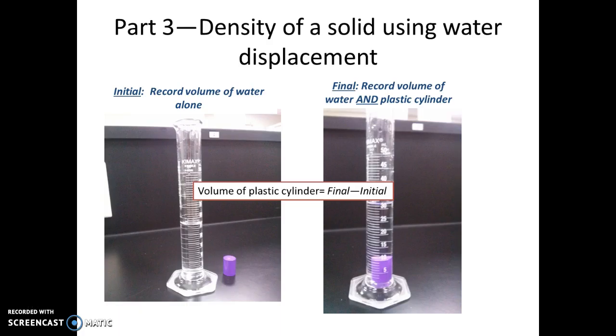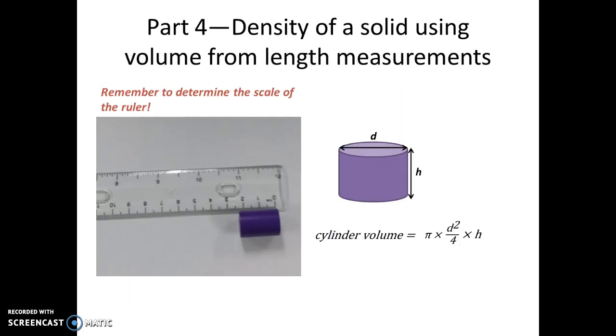So you'll do that for both the plastic cylinder to determine its volume, and you'll also do it for the black rubber stopper to determine its volume in part 3. When you find the mass of the plastic cylinder and the mass of the rubber stopper, you can calculate their densities. In part 4, you're going to use the same plastic cylinder again. So I'm still using this purple plastic cylinder, and I'm going to determine its density a different way. Now I'm going to determine its volume using length measurements.